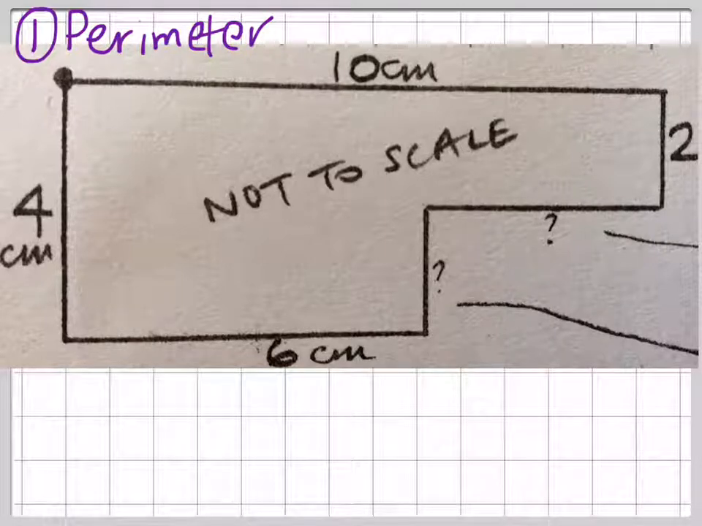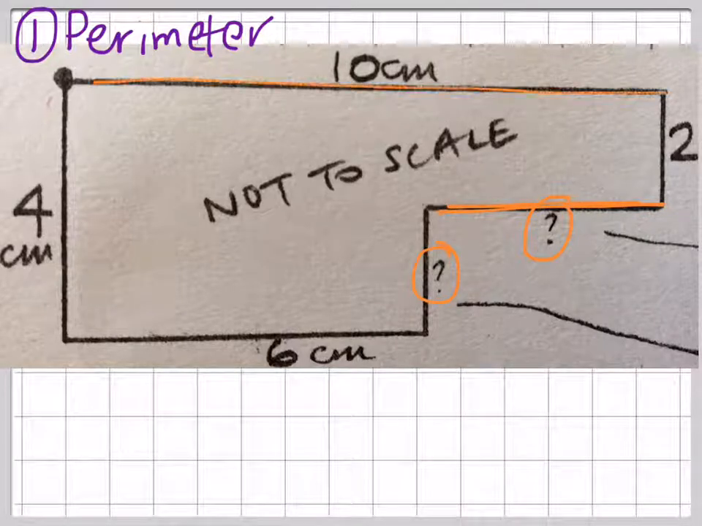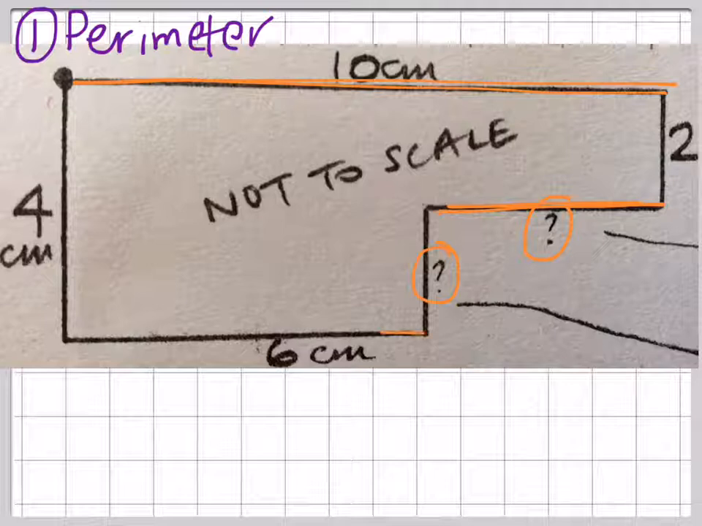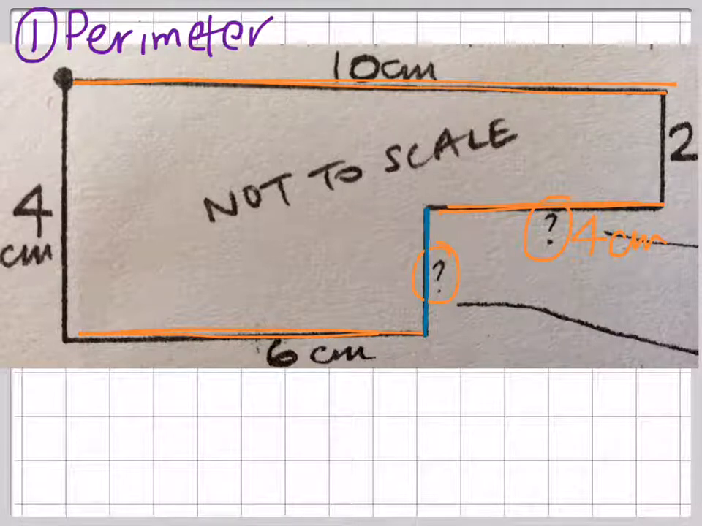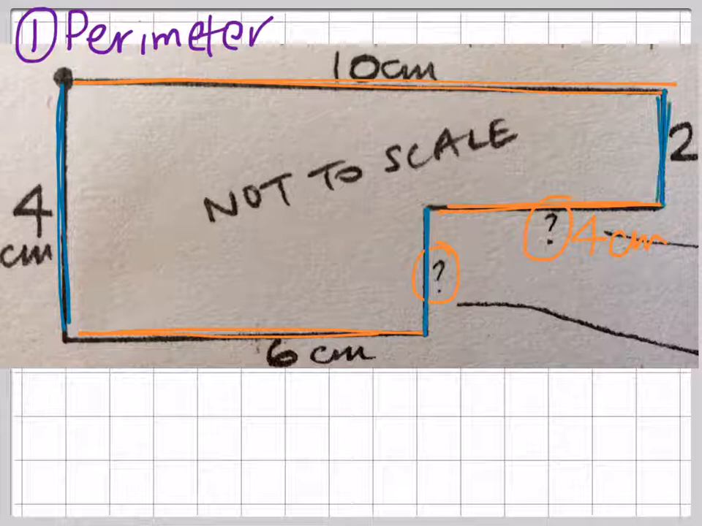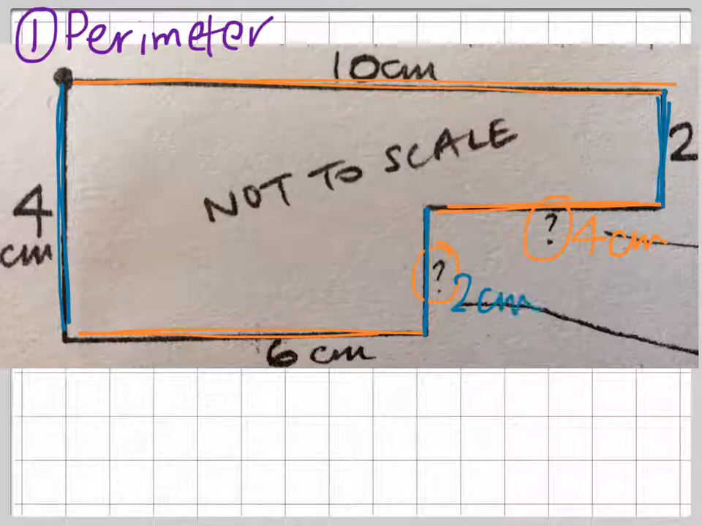So to be able to work out the perimeter, we first of all need to work out these missing dimensions identified by question marks. For the one that goes across, this horizontal one here, we know that this distance across the whole shape is 10 and this part of it is 6, so that means the missing part is 4 centimetres. I'll just switch colour. If we're going to work out this missing dimension, the whole height is 4, this element of it is 2, so the missing element must be 2 centimetres.